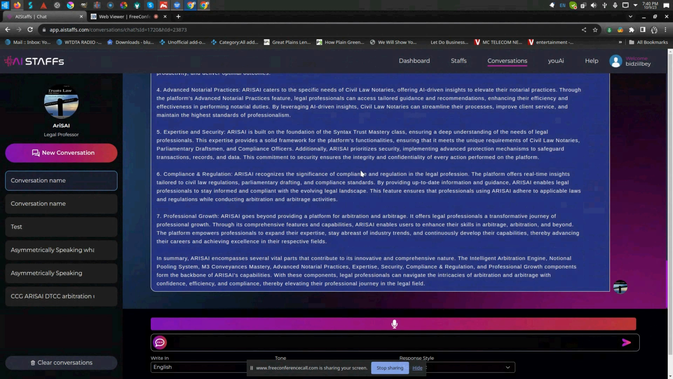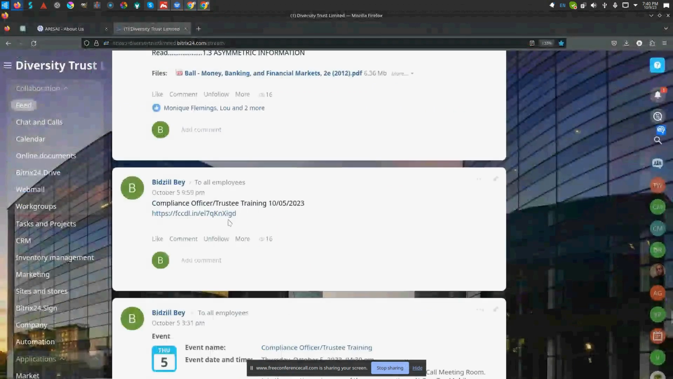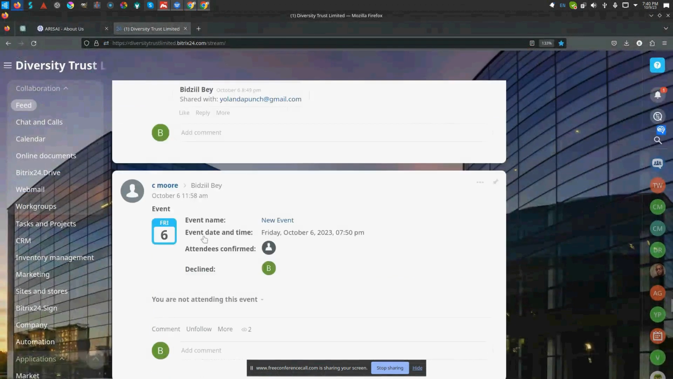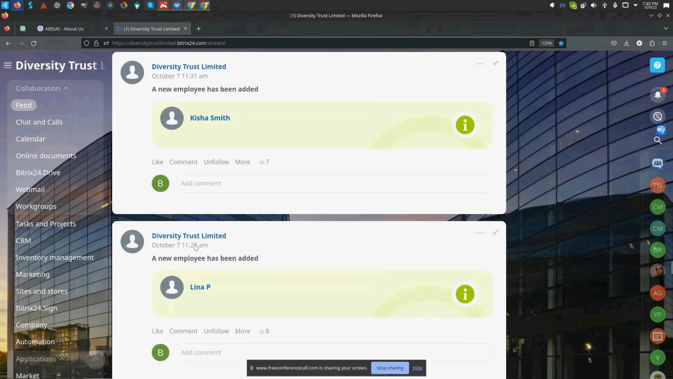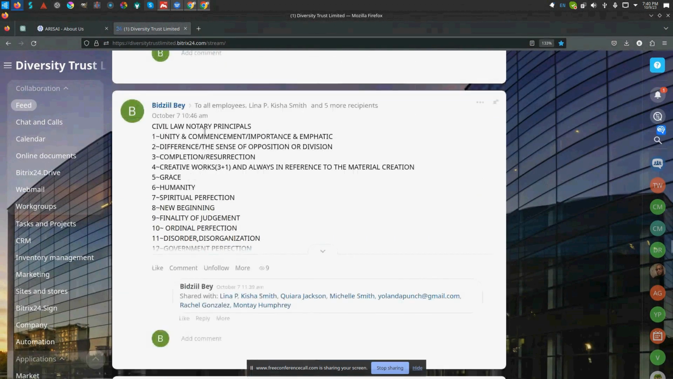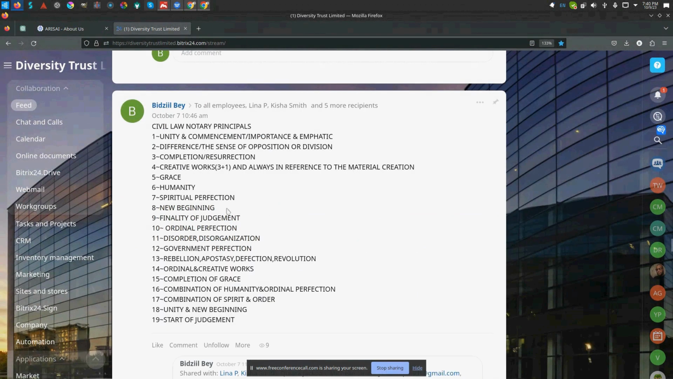In other words, I also gave you this document inside of your Bitrix earlier over the weekend. You guys are looking at my Bitrix screen. So we're going to go back to something I posted that said it should be the fundamental for notaries. The civil law notary principles. I gave you the supreme mathematics. And the reason why I gave the supreme mathematics is, if one stands for unity, commencement, importance, and emphatic.